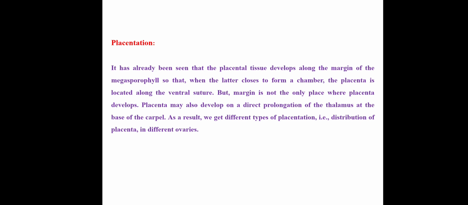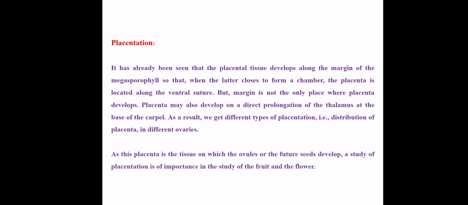But margin is not the only place where the placenta develops. Placenta may also develop on a direct prolongation of the thalamus at the base of the carpels. As a result, we get different types of placentation. That is nothing but the distribution of placenta in different ovaries. So let's see what those are.